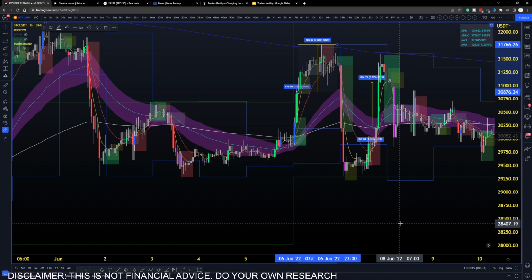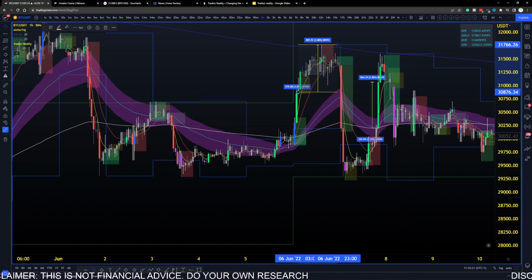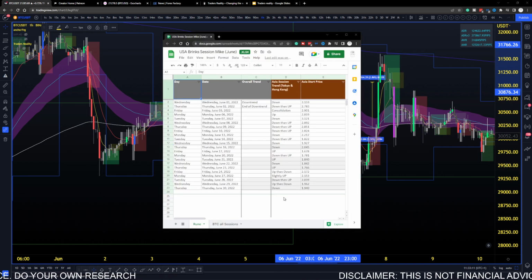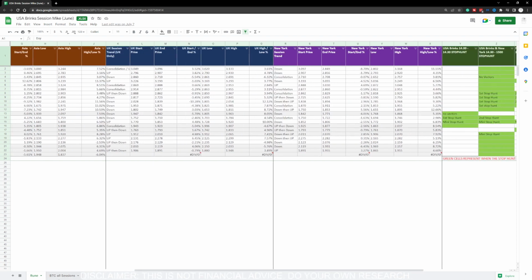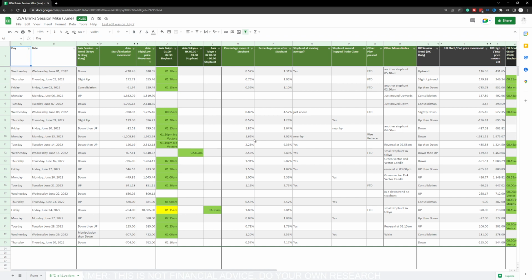He's done it before where he's shown you that Excel sheet. Look at this. Mike G has decided to compile up the actual price points from each session. He's done a whole month where he's shown the percentages of stop hunts. Everything is inside of this. Okay? Bitcoin all sessions. Just look at this.